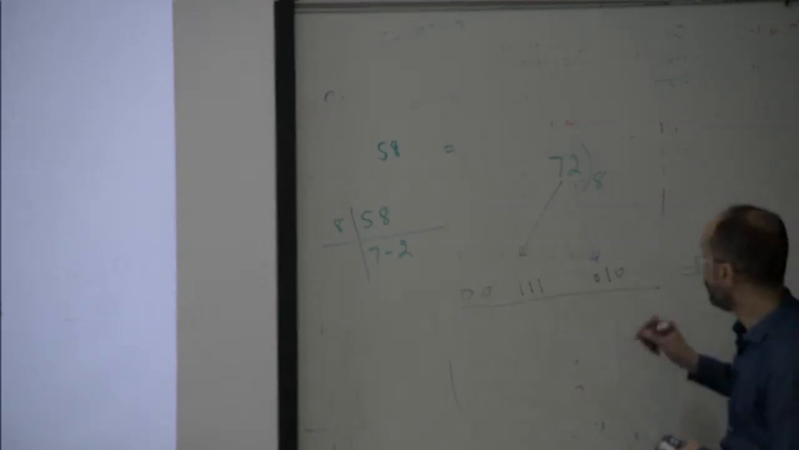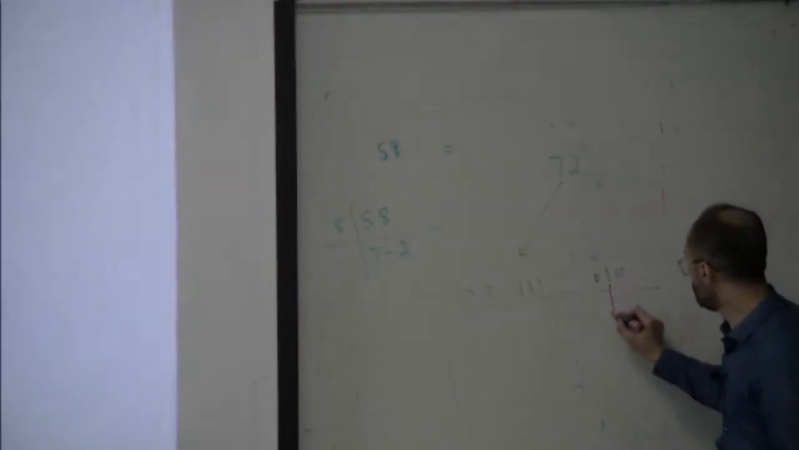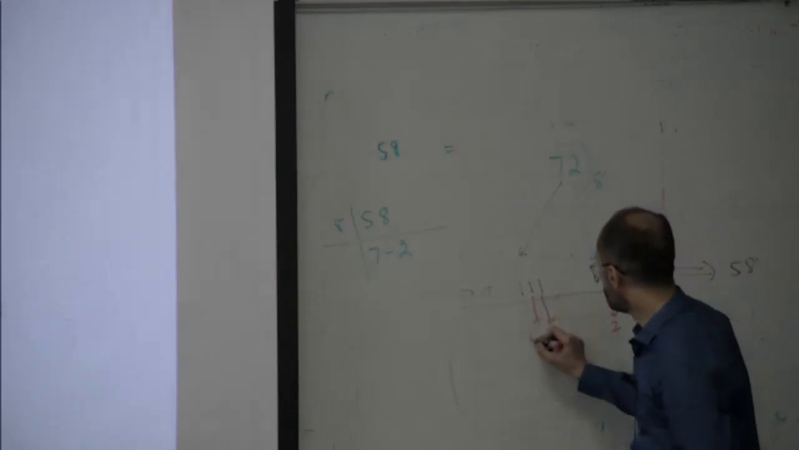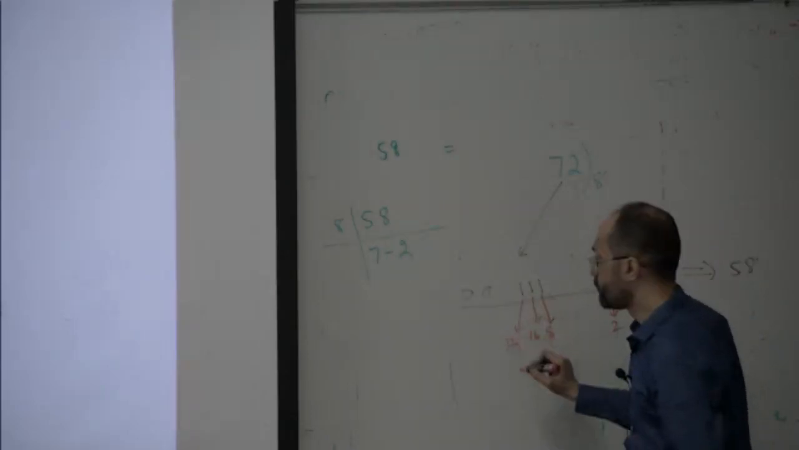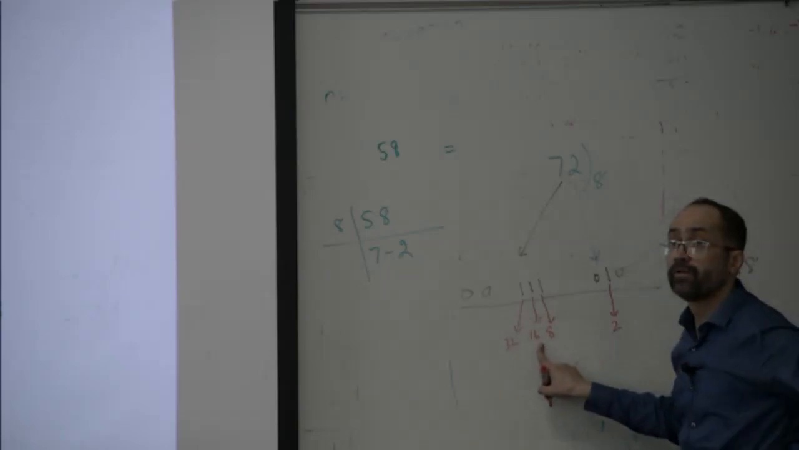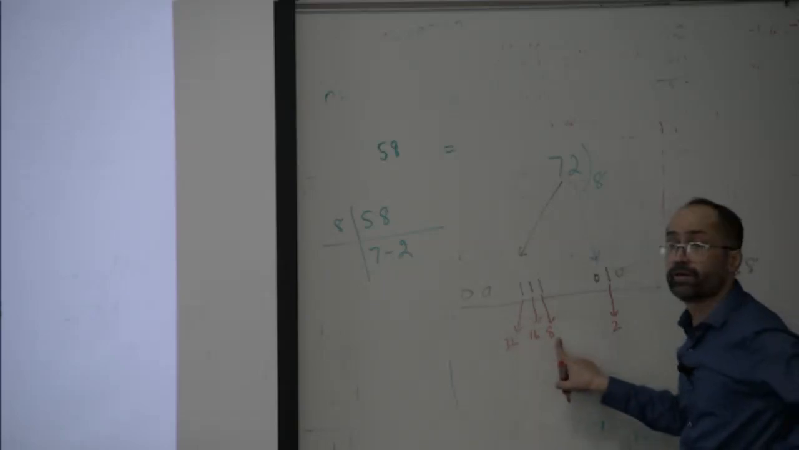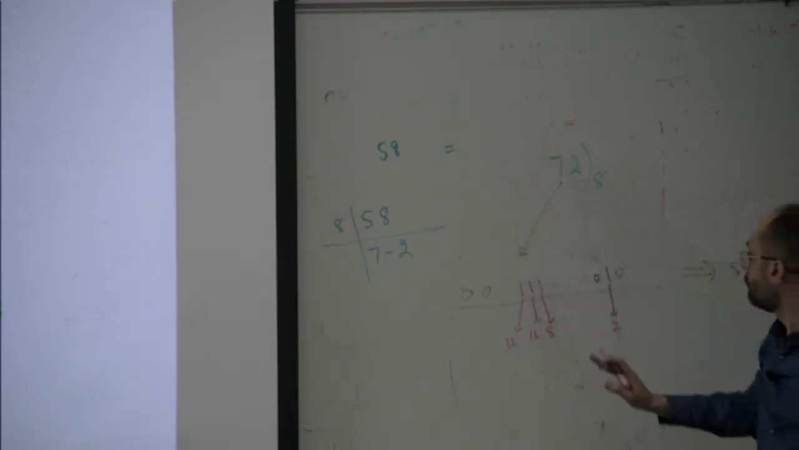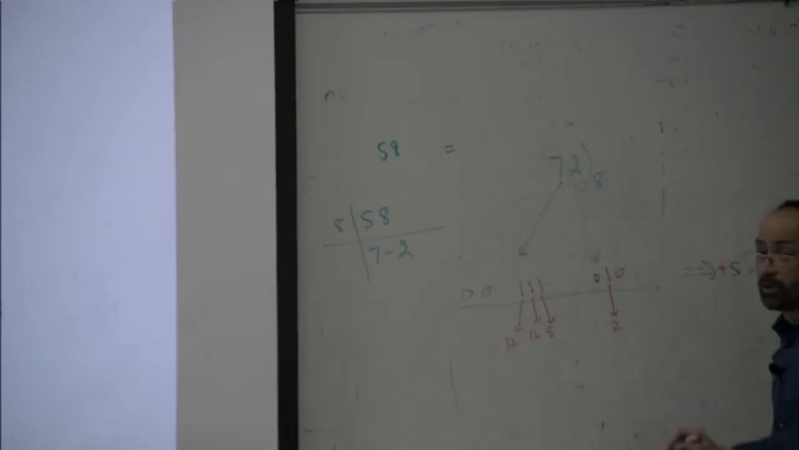What is its weight? 1, 2, 4, 8, 16, 32. 32 plus 16, 48 plus 8, 56 plus 2, 58. We got it? Okay, now this is plus 58. We want to compute, yes please.